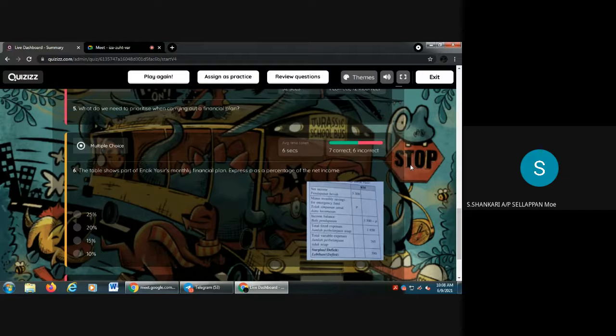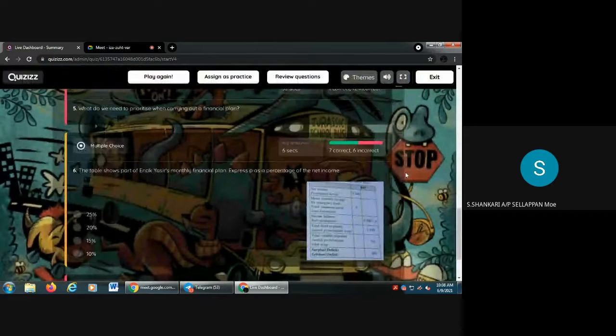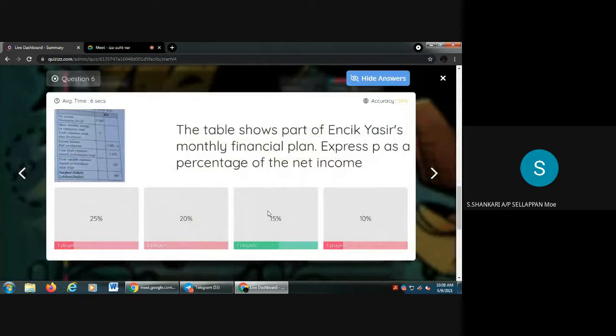What is P? They're asking what is P, ya? Express P as a percentage of the net income. So what is P? Many guessed 15. How many of you got it right? I think all of you guessed 15%? Who got it correct? Can we see who got it right?